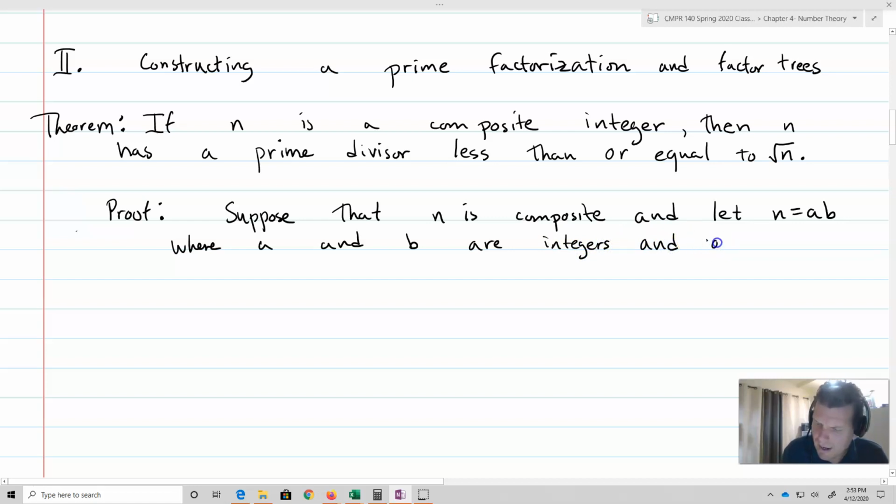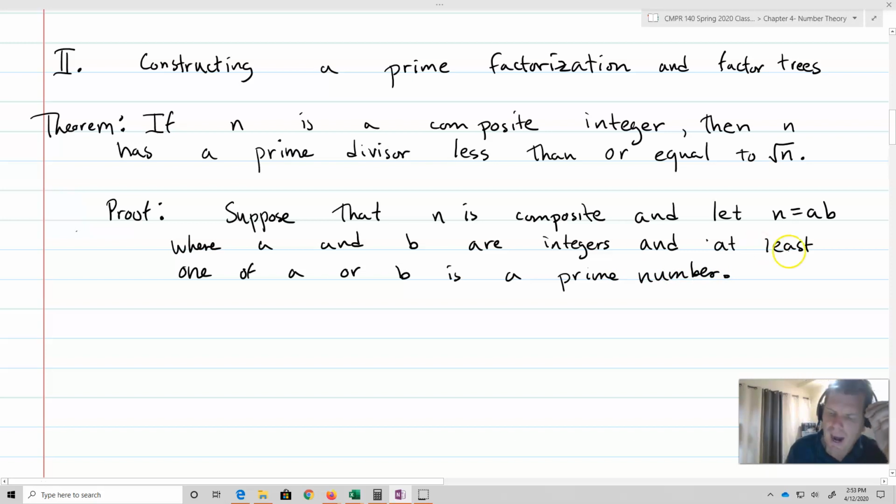And at least one of a or b is a prime number. Okay? And what we're going to do is prove this by contradiction. So suppose that a is greater than the square root of n, and b is also greater than the square root of n.